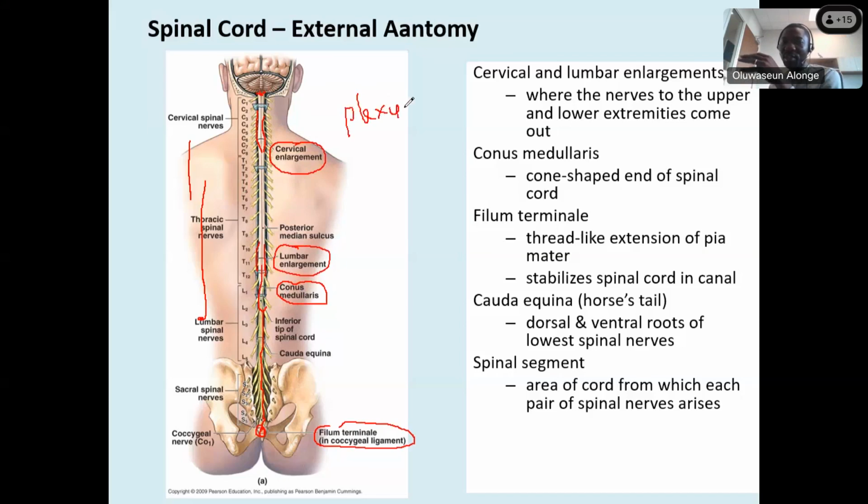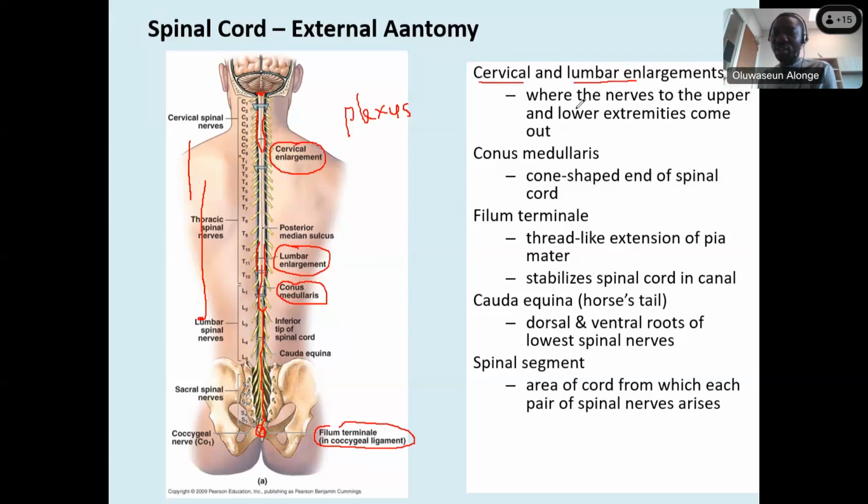You know how we say that cells aggregate together to form tissues? Cells that work together to perform a specific function, we call them tissues. The same way, nerves that work together to perform a specific function, we call them plexus. All right? It's just an accumulation or a gathering of nerves at that location. So now this enlargement is because those nerves gather together to perform the function, and so we call it cervical and lumbar enlargement.